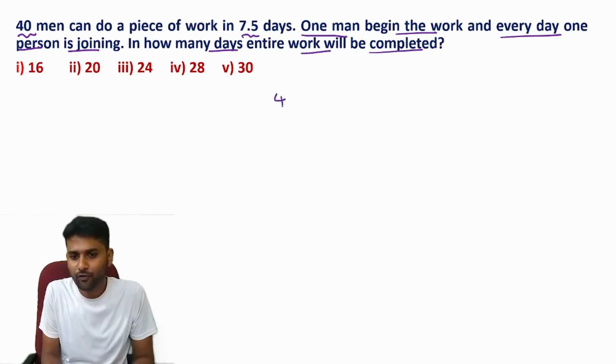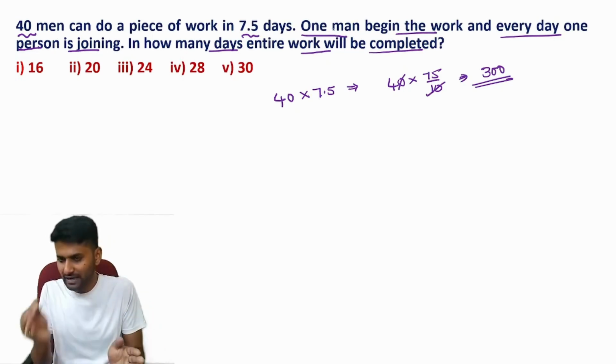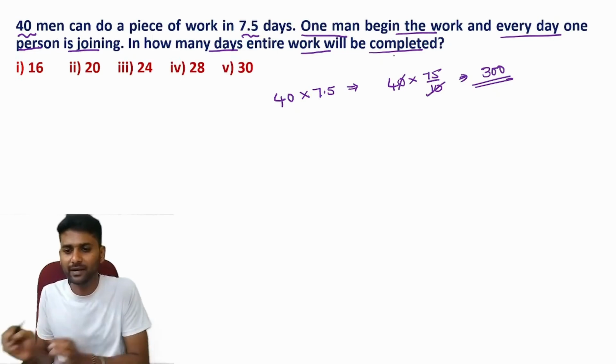Here the planning, see, 40 men can do the piece of work in 7.5 days. Go through the further calculation. 40 into 75 by 10. Just cancel these two values. 75 multiplied by 4 is exactly equal to 300. Now we are assigning one person on day one, and every day we are adding one more person. Then the total work is completed in how many days?